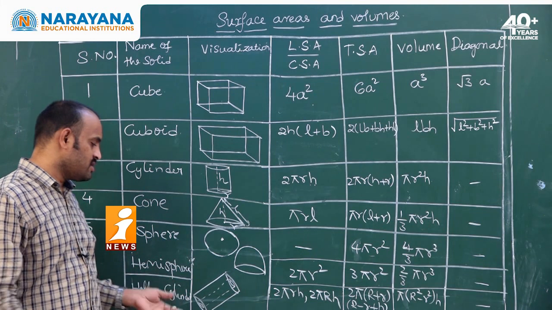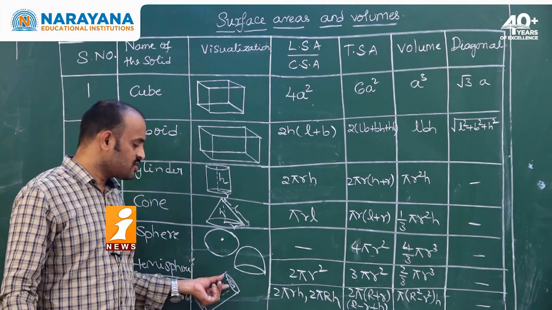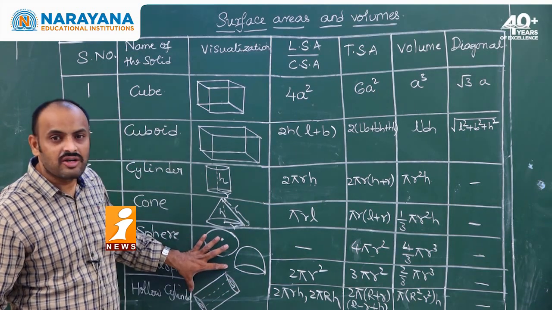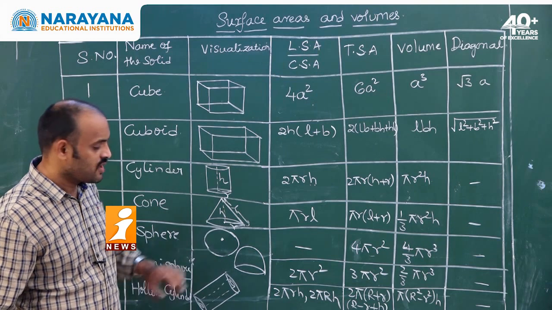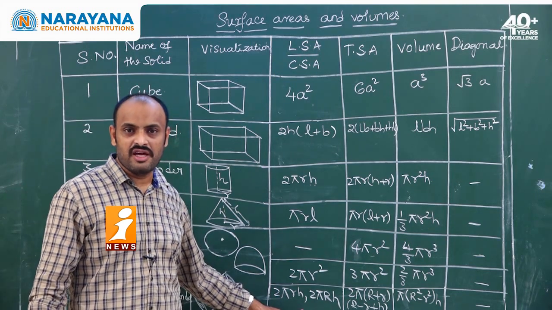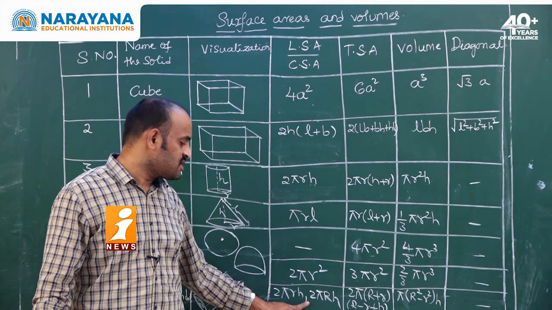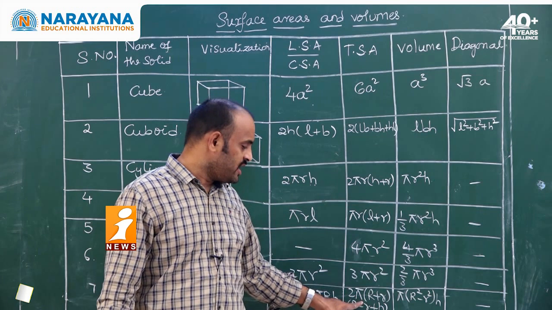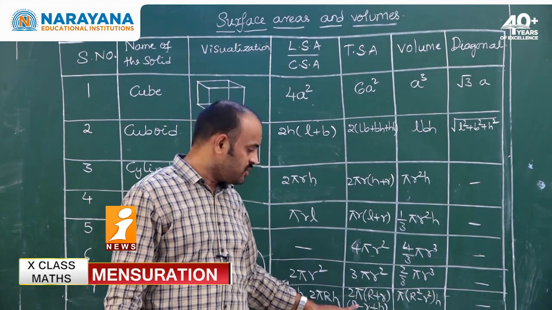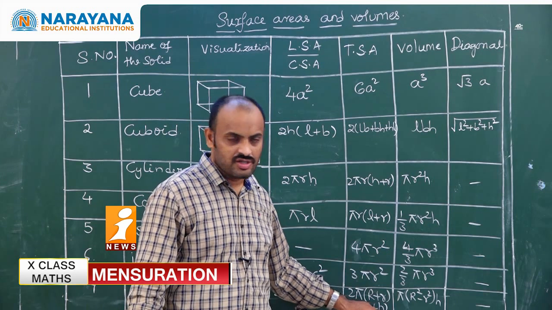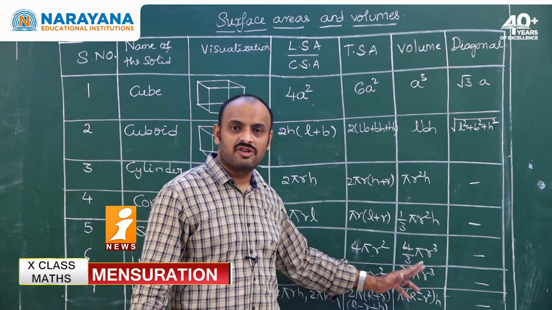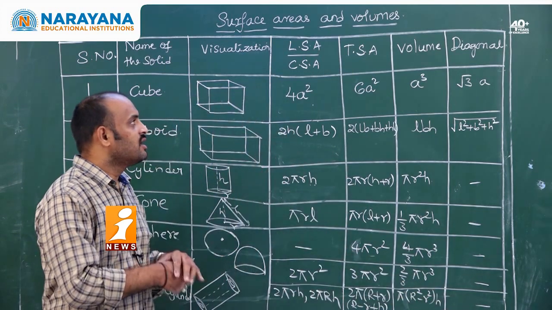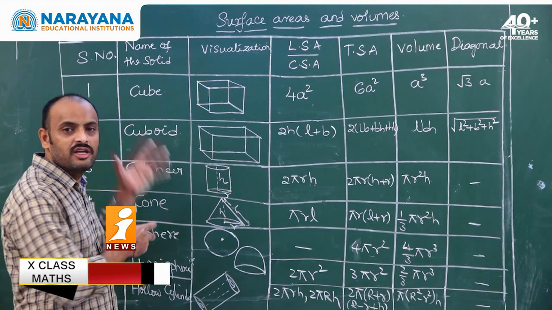And the last solid is the hollow cylinder. In the hollow cylinder, the inner radius is small r and the outer radius is capital R. Its height or length is h. The inner curved surface area is 2 pi r h, the outer curved surface area is 2 pi R h, and the total surface area is 2 pi into (R plus r) into (R minus r plus h). The volume is pi times (R square minus r square) into h. So these are the surface areas and volumes of the solids.